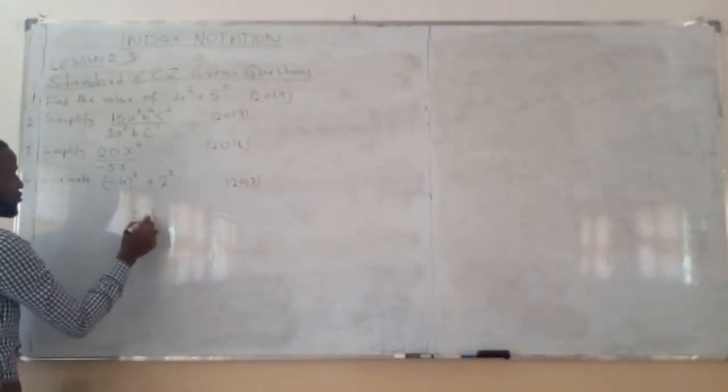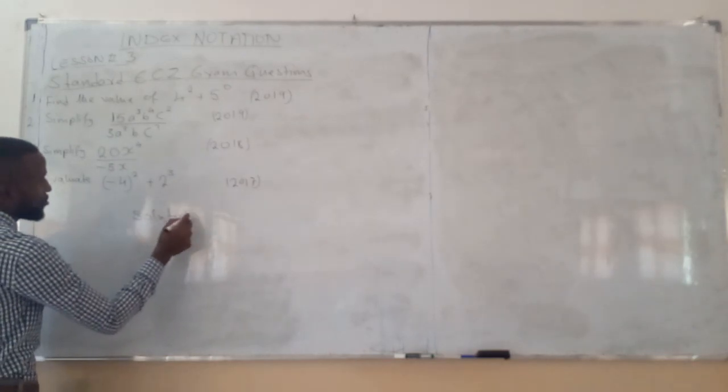Solutions. Let's write solutions here of these questions. Okay, question number 1. They're saying find the value of 4 to power 2 plus 5 to power 0. Now let's see if you remember the power index. This is where we talk about the zero index. We have the zero index, and also we have a number raised to a power 2 here. So this 4 is raised to power 2.